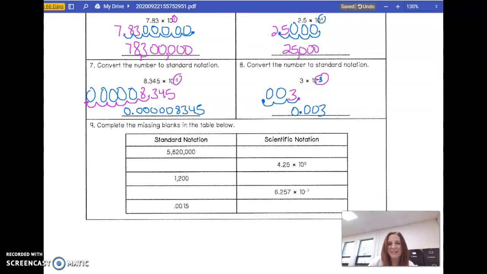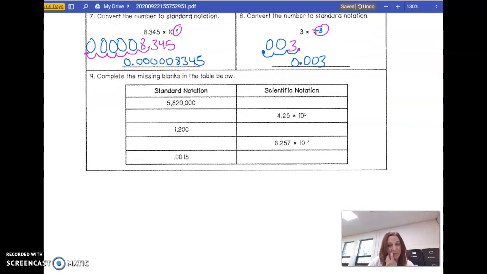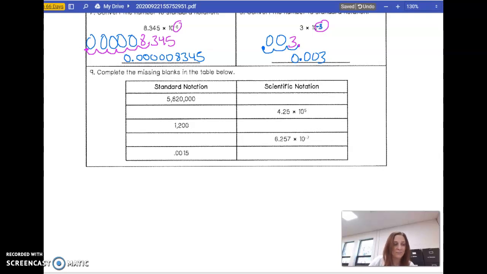All right, so now let's see how we can kind of go back and forth between them. This is standard notation. My decimal point is right here. I want it right here, so this becomes 5.82 times 10, because it's always times 10, and then I move it. It's a big number, so I'm going to move it to the right. I'm going to go over 1, 2, 3, 4, 5, 6 times, and that becomes 10 to the 6th.